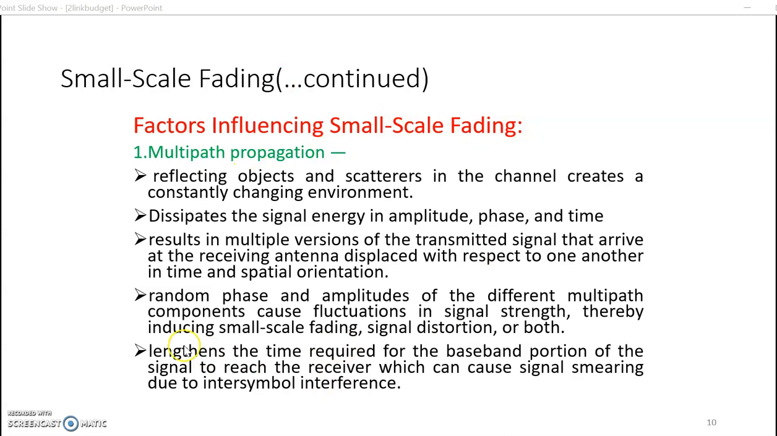Then it lengthens the time required for the baseband portion of the signal to reach the receiver. One signal, if it is moving in a very good environment, will reach the receiver quickly. The other signal, if it is traveling in a cluttered environment, will take time. So one signal will reach immediately, the other will not. At the receiver, we take the resultant of all signals. So signal smearing can happen due to the delayed signal.